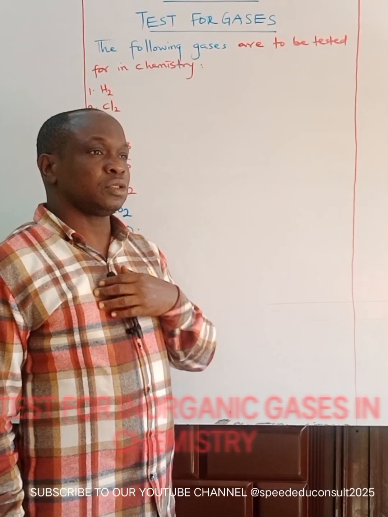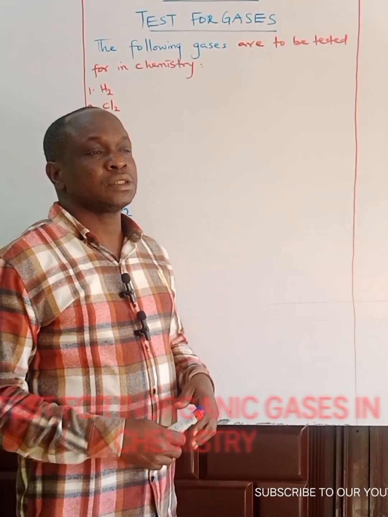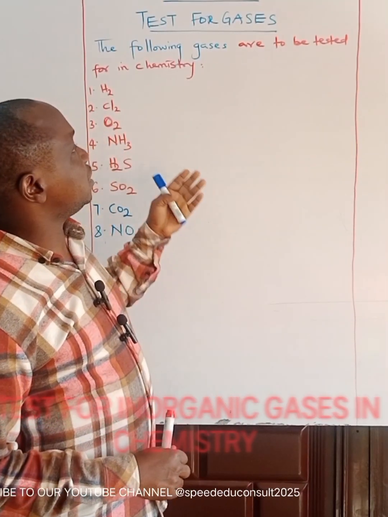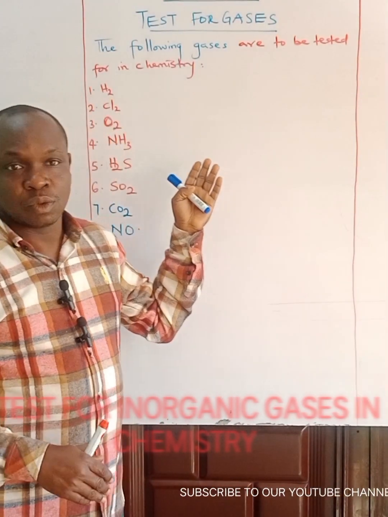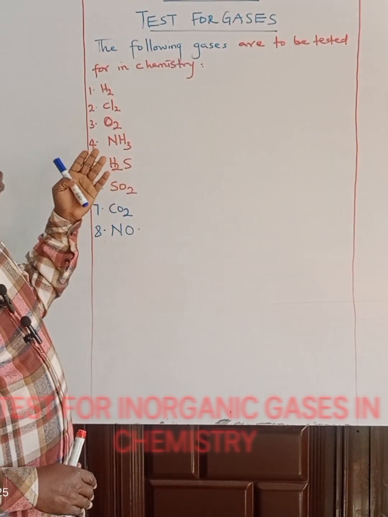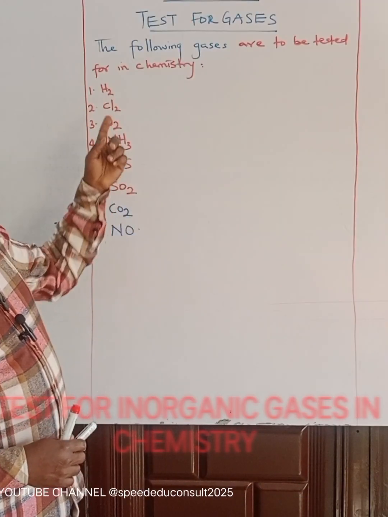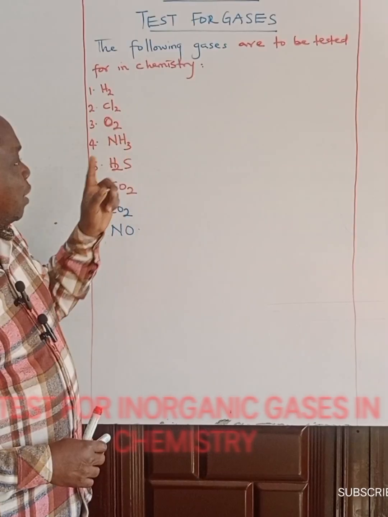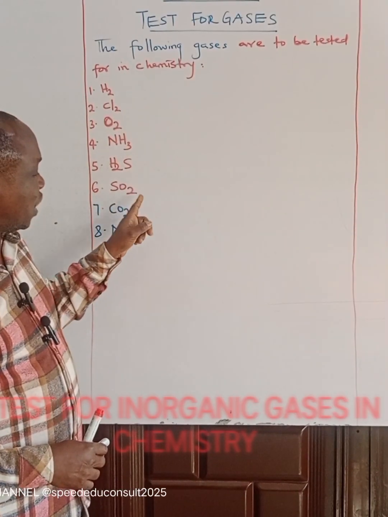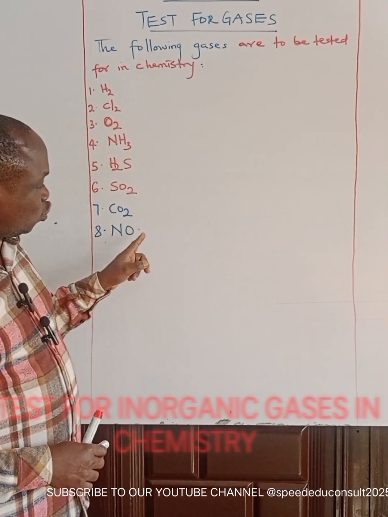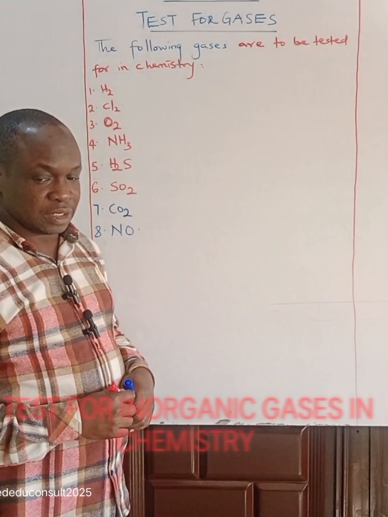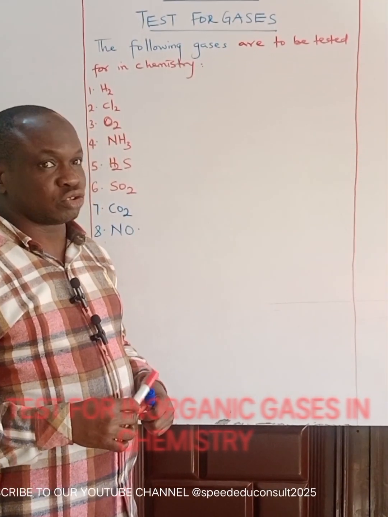Another topic in chemistry. We call it test for gases. These are the gases we want to see how we can test for: hydrogen gas, chlorine gas, oxygen gas, ammonia gas, hydrogen sulfide, SO2, CO2, and NO. How do you test for all these gases in chemistry?